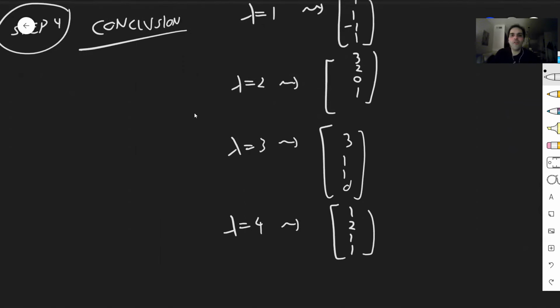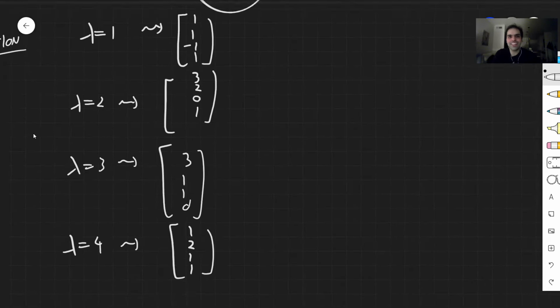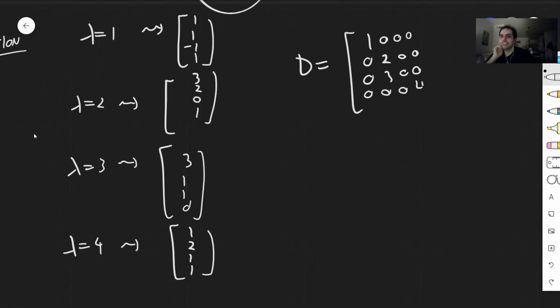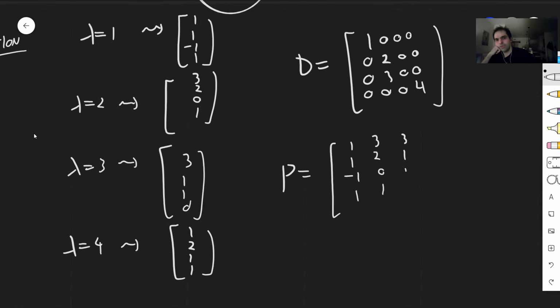All right, and then all we have to do is put that together. So in other words, D is just a matrix of eigenvalues: 1, 0, 0, 0, 0, 2, 0, 0, 0, 0, 3, 0, 0, 0, 0, 4. And then P is just a matrix of eigenvectors. So 1, 1, minus 1, 1, 3, 2, 0, 1, 3, 1, 1, 0, 1, 2, 1, 1. And with that said, we then get A equals PDP inverse.